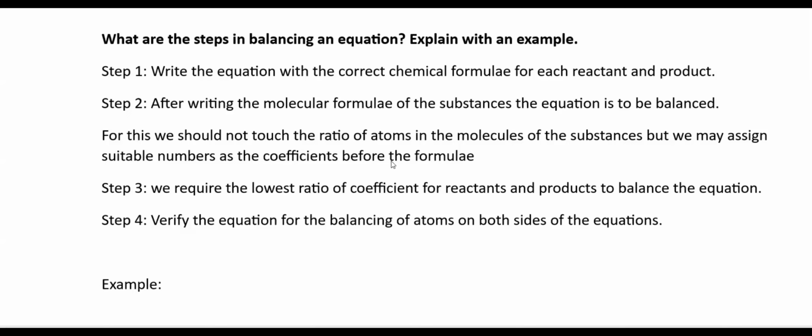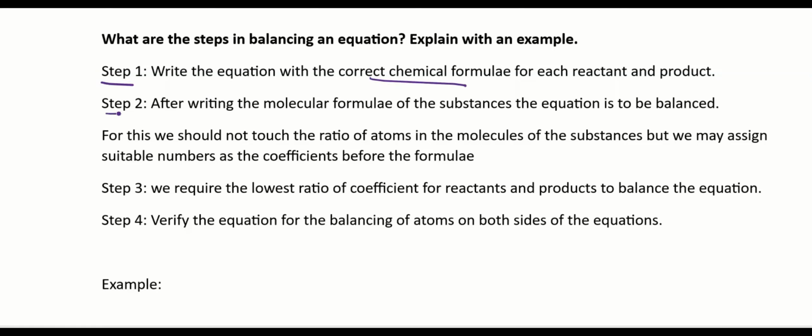From the examination point of view, if the question is asked, what are the steps in balancing an equation and explain with an example, your answer should be like this. The steps to be written are in 4 steps. The first step will tell that we have to write the correct formula of the chemical equation of each reactant and product. After you write the molecular formula, then we have to start balancing the equation. That is our step 1. Step 1 tells that we have to write the correct chemical formula.